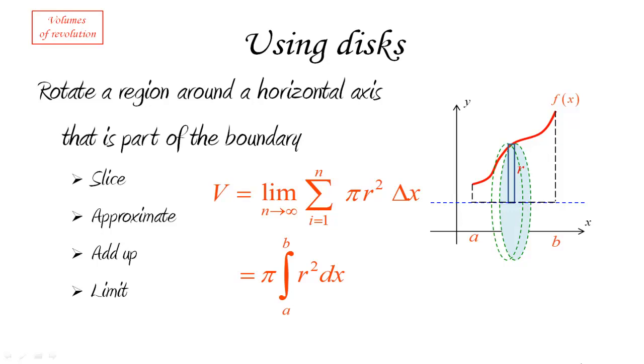Well, what happens if we're still doing the same thing, but the axis of rotation is not a part of the region, but in fact is external to the region, so that we end up with a hole? Let's see.